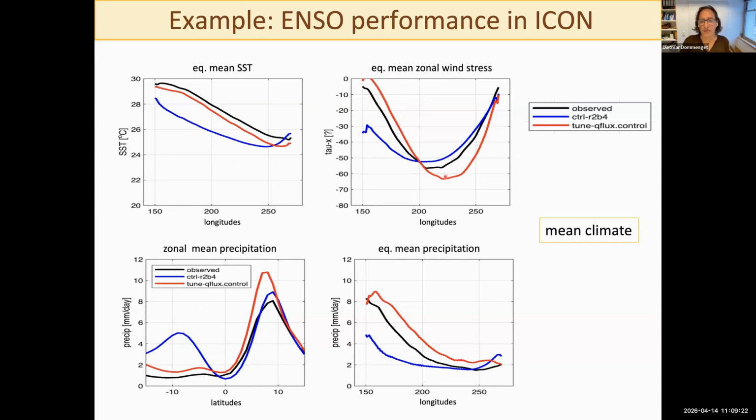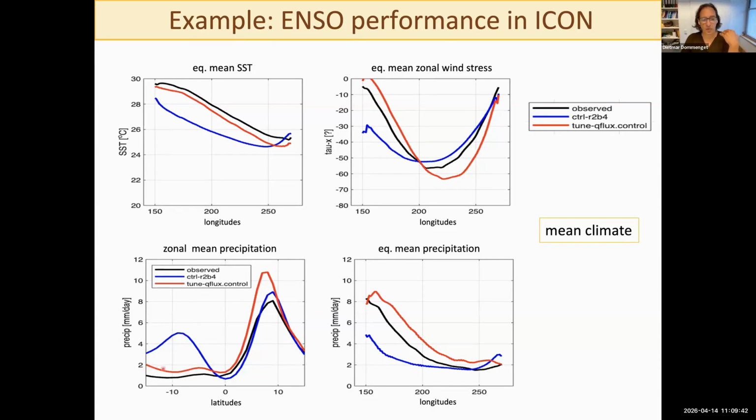So both of them are not perfect, but you can clearly see that the winds have changed. The two lower plots are about precipitation. First of all, here's a zonal mean precipitation that shows you a little bit the Southern Hemisphere and Northern Hemisphere. The model has the typical double ITCZ problem, the blue curve, but the double ITCZ problem is strongly reduced if you flux correct.